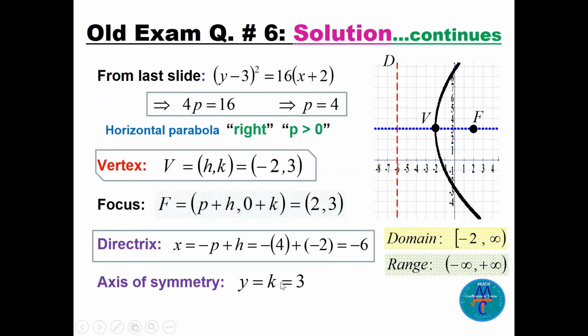The axis of symmetry, y equals k. So y equals 3 here. This is the domain from minus 2 to infinity, and the range is R.